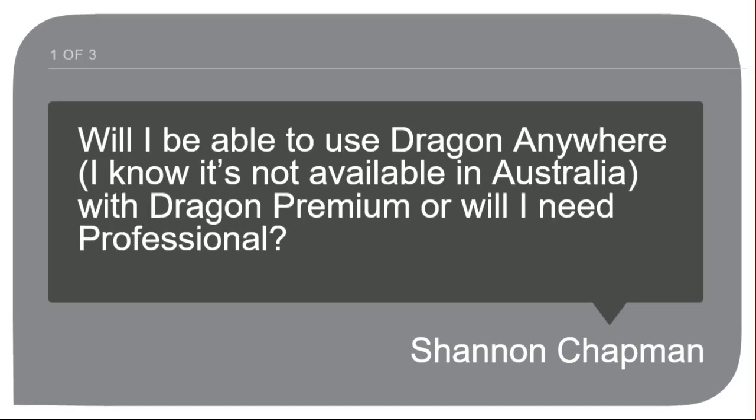Okay, so let me talk about Dragon Anywhere, which we spoke about at the last event. Dragon Anywhere is, as Gary was talking about before, cloud-based software. It lives on your Apple phone, your Apple tablet, your Android device, and allows you to do speech recognition with the same sort of editing capabilities you've got on the desktop version of the product. So it's not yet available in Australia. It is available in the UK, I believe.